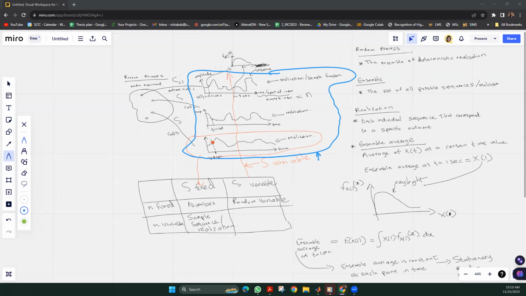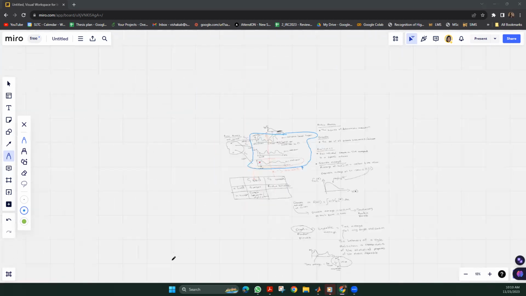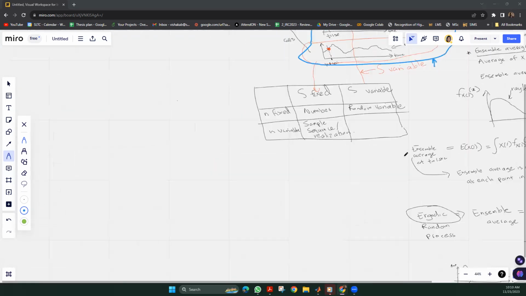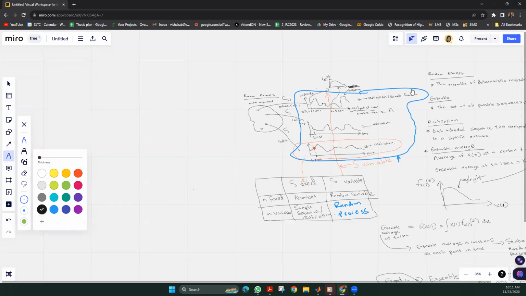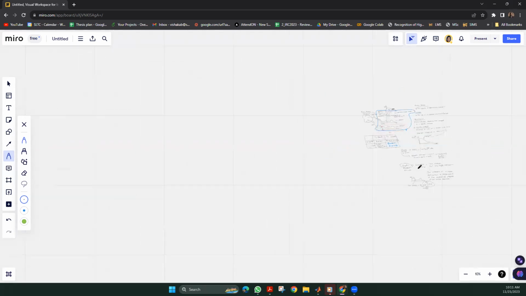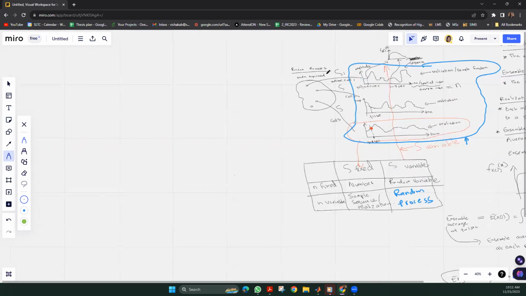Right. I will start the rest of the sections. So this entire thing we call the random process, right? Then we can go to the other definitions.